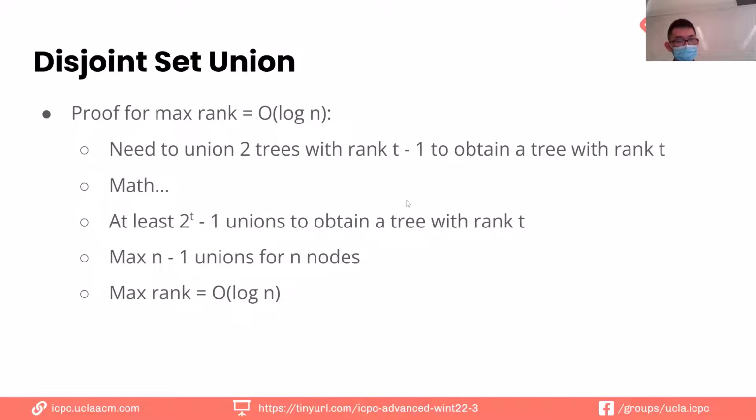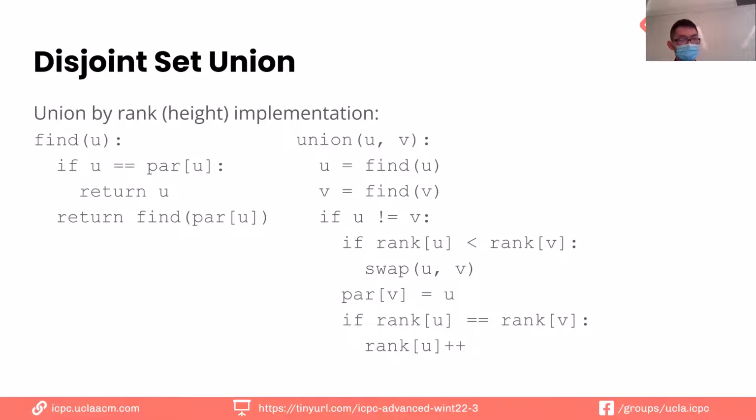And to prove that it is O(log n), you can see that you need to union 2 trees with rank t minus 1 to get a tree with rank t. And if you do the math, you need 2 to the t minus 1 unions to get a tree with rank t. And you can only have n minus 1 unions if you have n nodes or elements. So the max rank is O(log n). I guess the important part is that the time complexity is O(log n). So that is way better than the O(n) we had before.